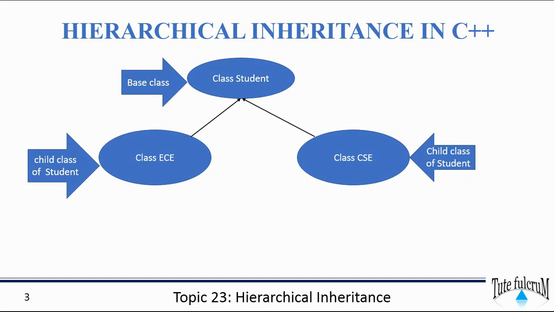Before getting to the coding part, one last point. Take a close look at the implementation of hierarchical inheritance. You can say that class ECE and class CSE are not related. The only relation between them is with the parent class, class student. So to access class ECE, you need to have a separate object for class ECE, and to access class CSE, you need to have its own object. Keep that point in mind. Now let's see the code.